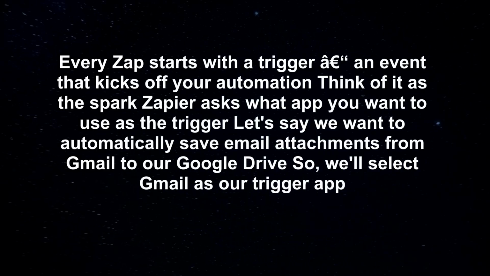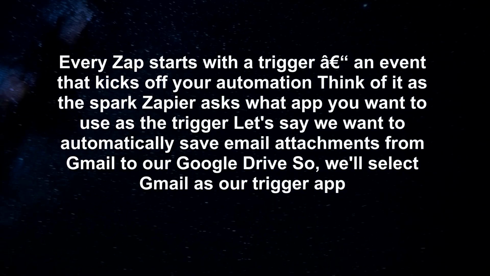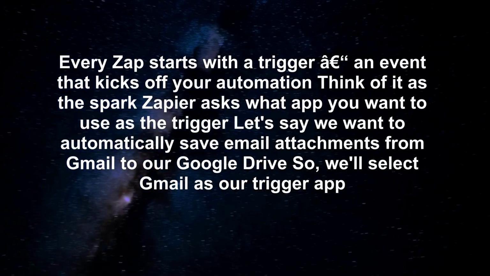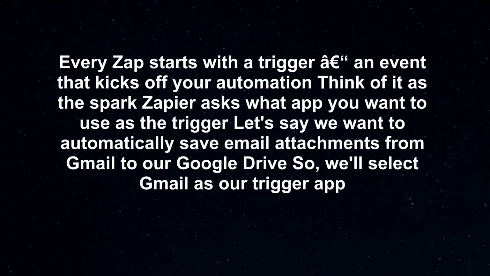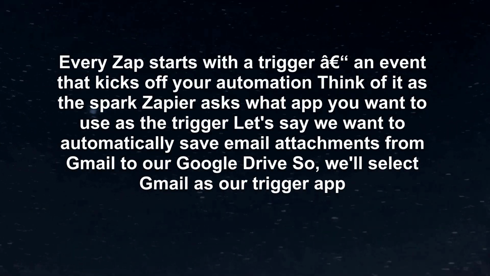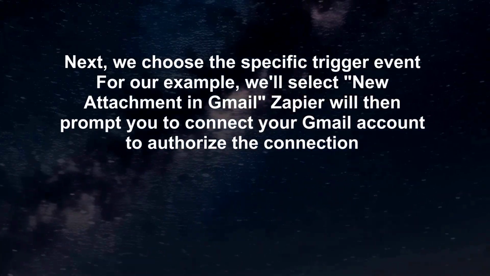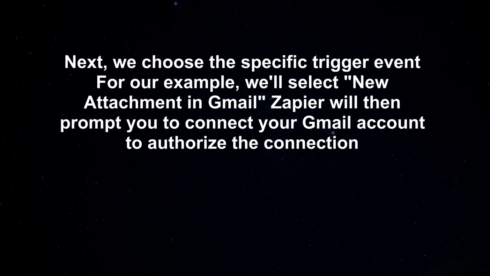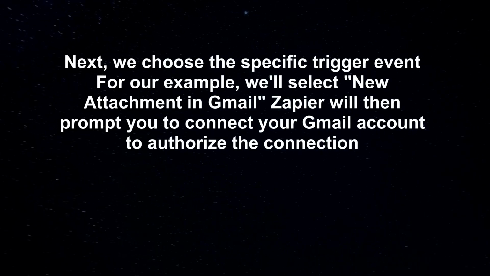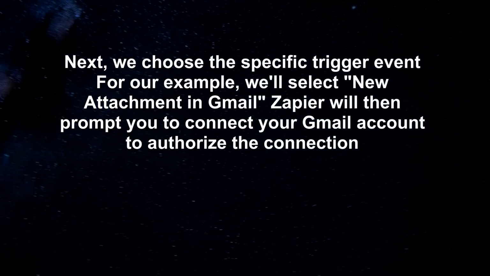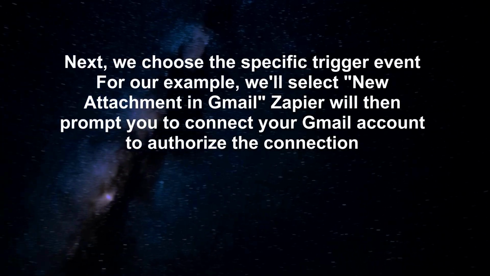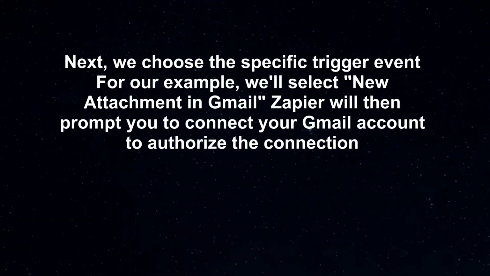Zapier asks what app you want to use as the trigger. Let's say we want to automatically save email attachments from Gmail to our Google Drive, so we'll select Gmail as our trigger app. Next, we choose the specific trigger event. For our example, we'll select New Attachment in Gmail. Zapier will then prompt you to connect your Gmail account to authorize the connection.